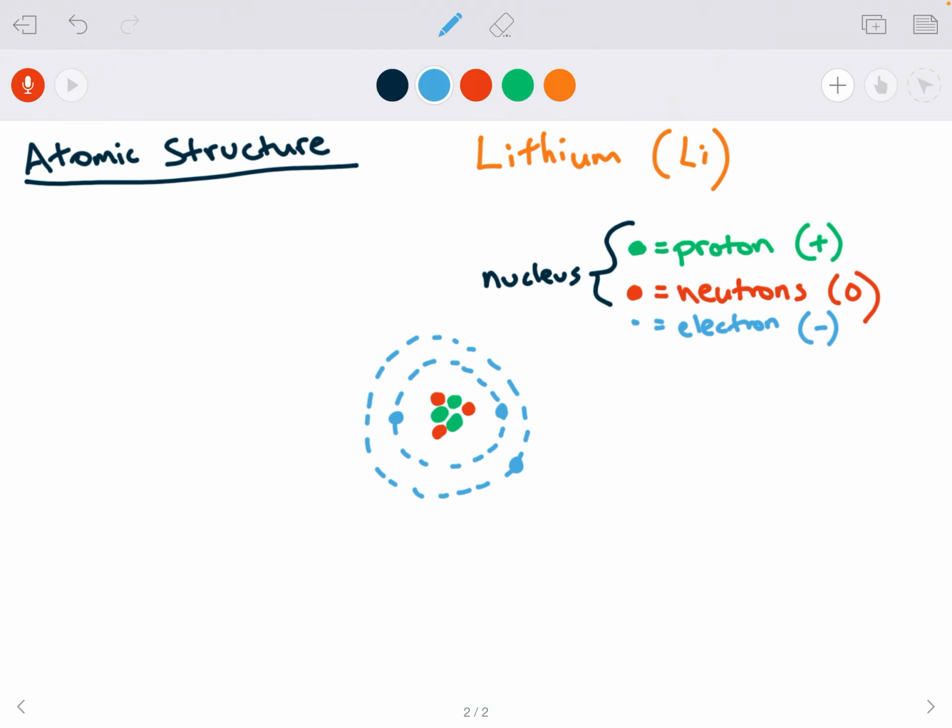Now this first inner ring can only hold up to 2 electrons. So I put 2 in there, and then we start the second ring, and after that the second ring is able to hold 8 electrons. So then I draw the second electron outside of there. So there's the picture of the atom. We got protons, neutrons, and electrons.